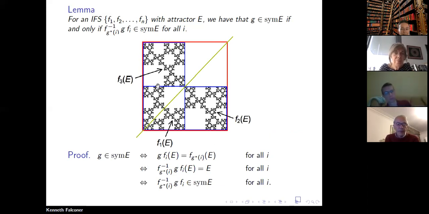In our example, obviously, since the reflection in the upper diagonal just takes this bottom left square to itself, that simply means that G F1 of E has to be the same as F1 of E. So we've got that for all I, and now again, we just take everything onto the other side. We take F_{G star I} over to the other side, and that's got to map the set E to itself. So in other words, this composition of mappings has to be a symmetry of E. So this tells us when G is a symmetry of the set E.